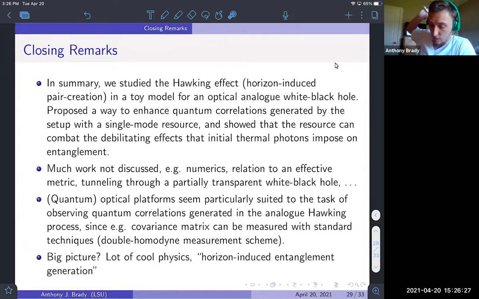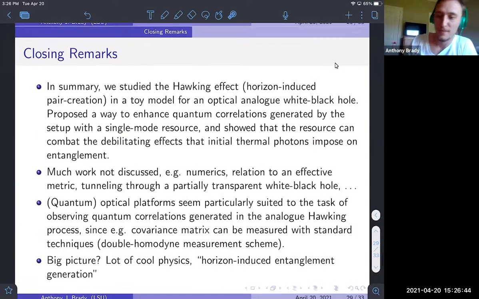With experiments, really, because this is sort of the thing in quantum optics. This is what a lot of people in quantum optics do. So, for example, you can measure the covariance matrix via this double homodyne measurement scheme and so on and so forth. And this is just an interesting project. There's a lot of cool physics in it. And yeah, that's all I want to say.